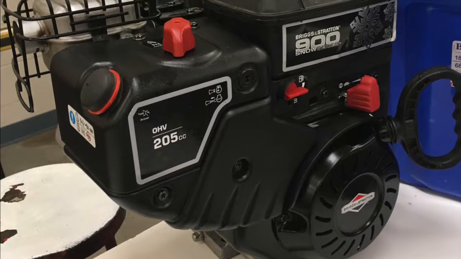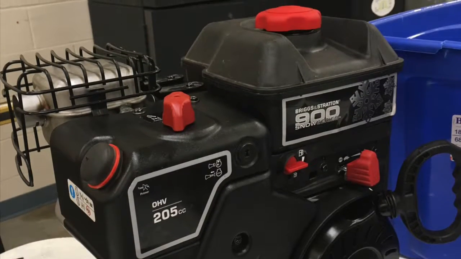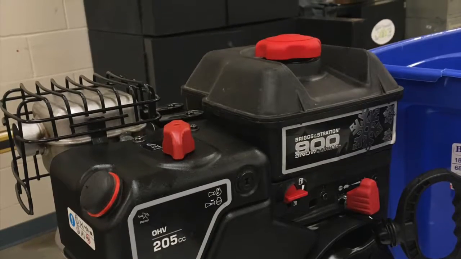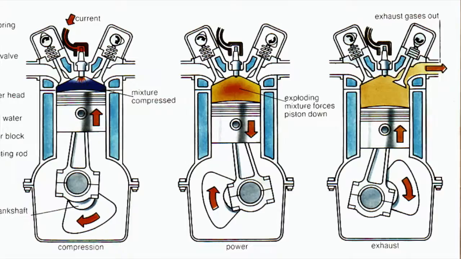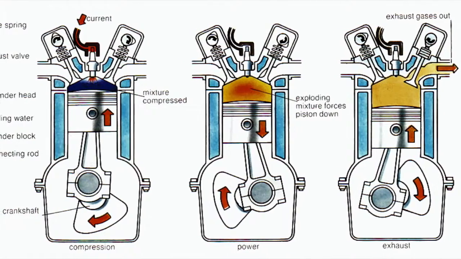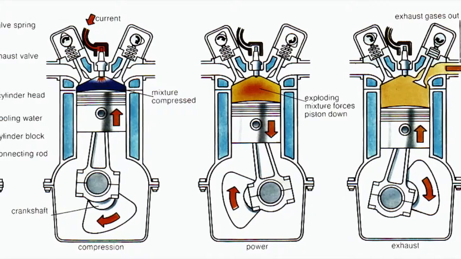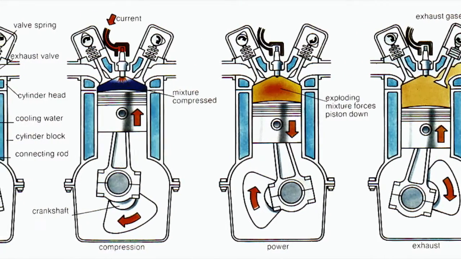This is our fully assembled engine, and the function of an engine is to turn fuel into rotary motion. Our Briggs and Stratton engine is a four-stroke engine, which includes the intake stroke, compression stroke, power stroke, and exhaust stroke.